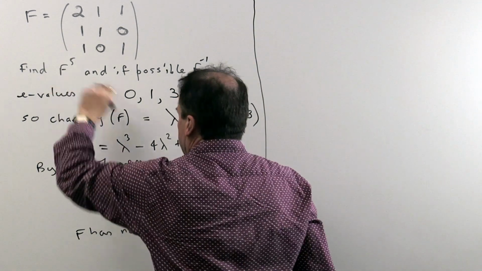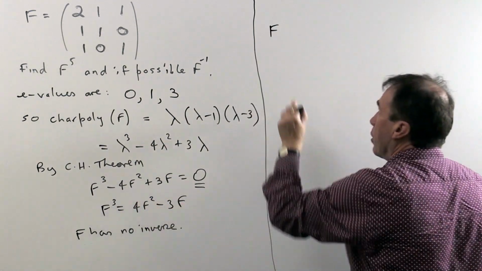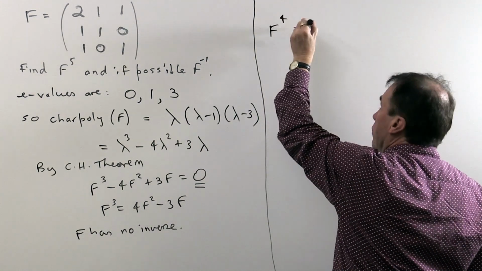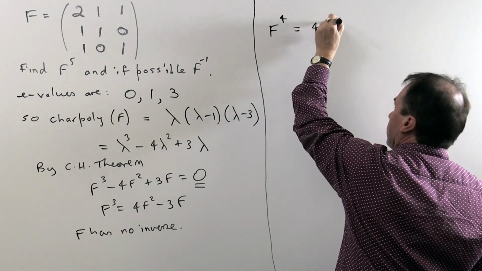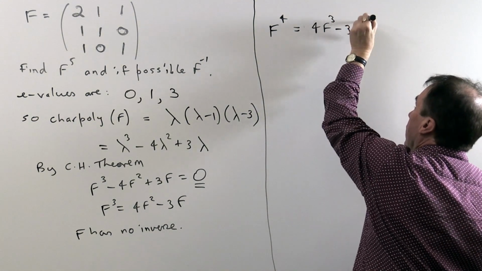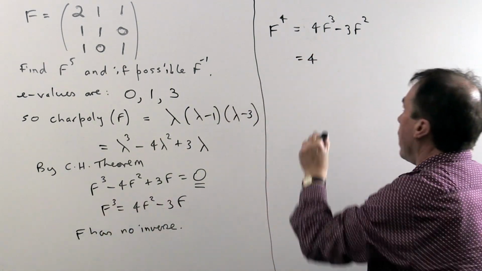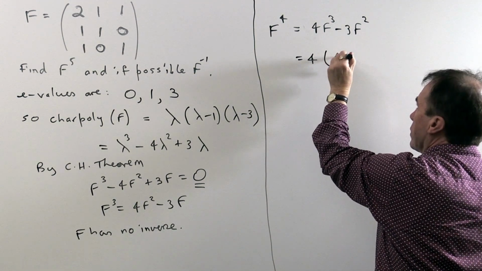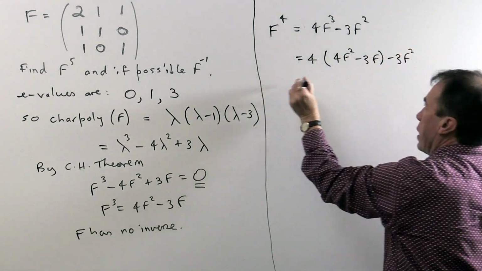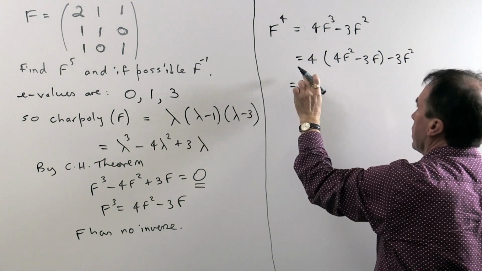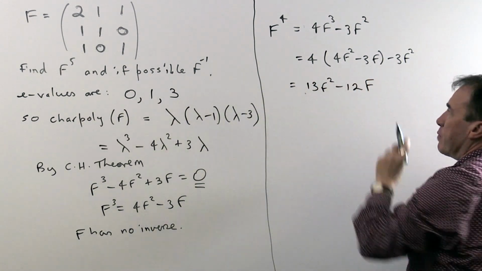So now I want to get myself up to f to the fifth. Well, firstly we go to f to the fourth, so you multiply by f. So I get f to the fourth is 4f cubed minus 3f squared. And the idea now is to sort of bootstrap and replace the f cubed back in terms of smaller powers of f, so that's 4 times 4f squared minus 3f, minus 3f squared, and that gives me 16 minus 3, which is 13f squared minus 12f.